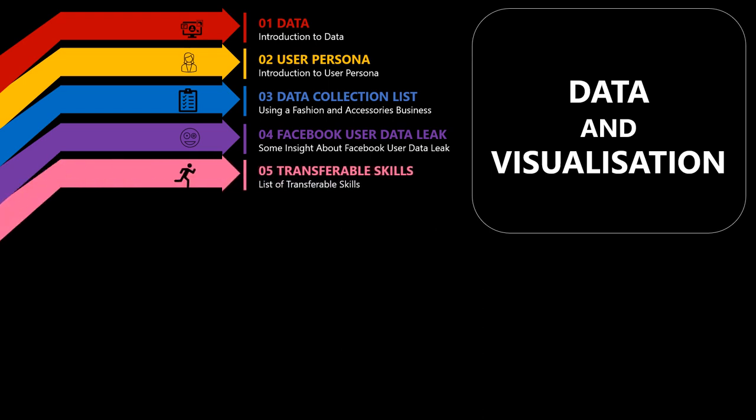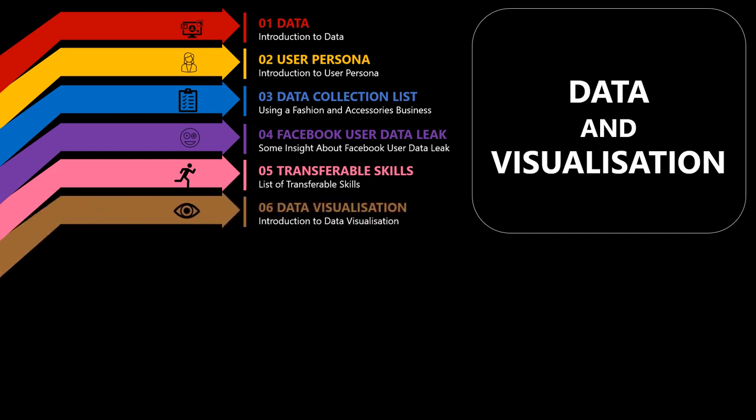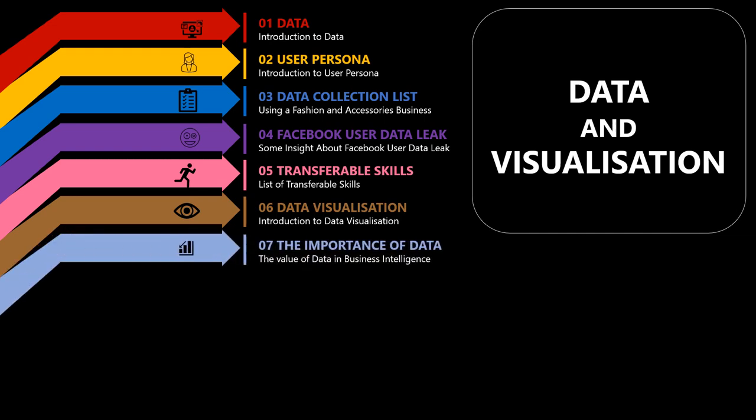Number 5, we'll be looking at transferable skills. Here we have listed 92 transferable skills and the importance of transferable skills. Number 6 is data visualization. Introduction to data visualization and visualization tools. Number 7 is the importance of data. In this, we will cover the significance of data in the current trend.